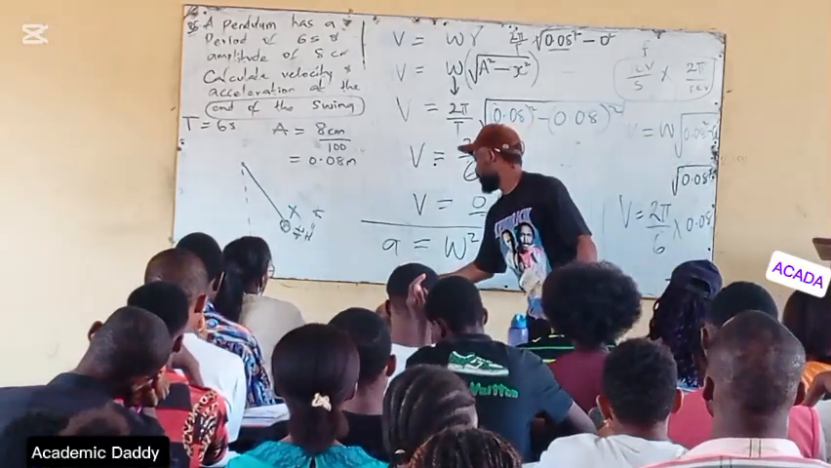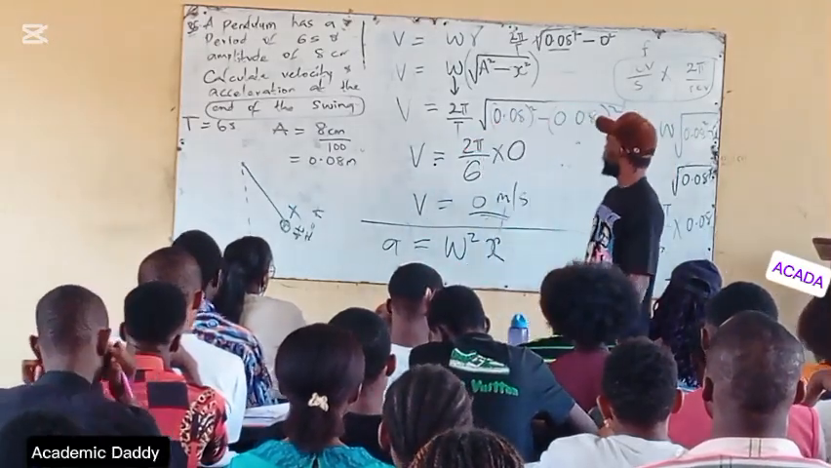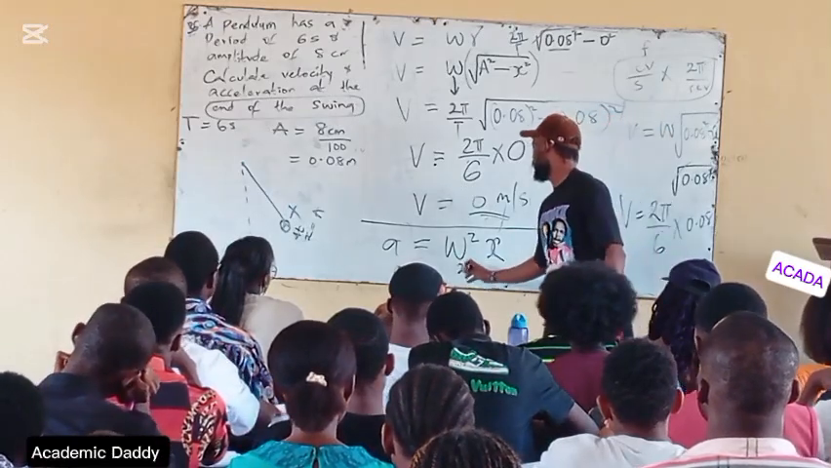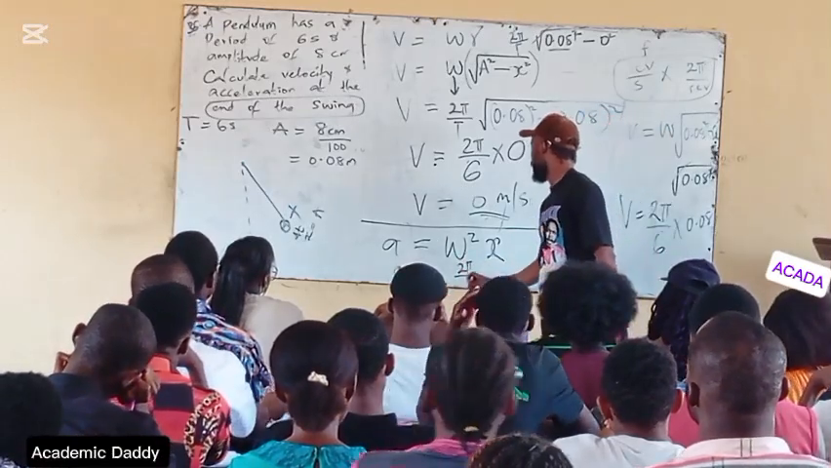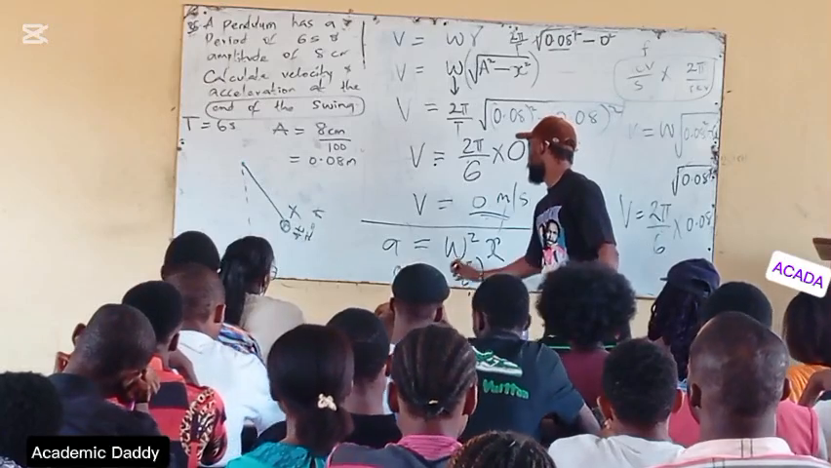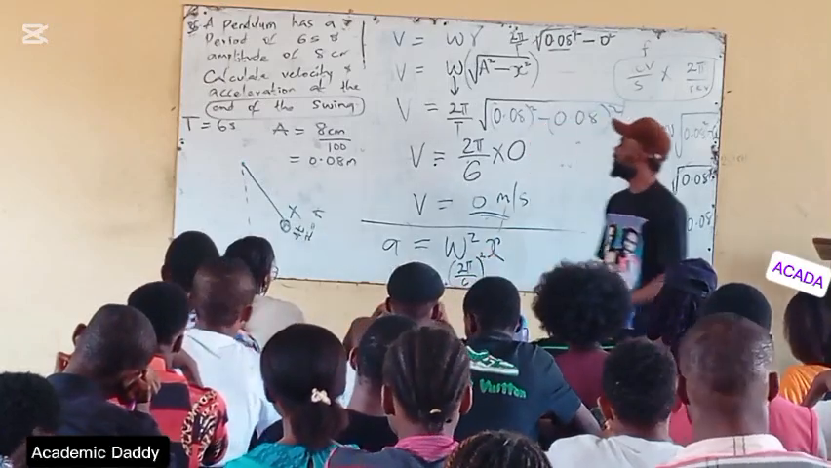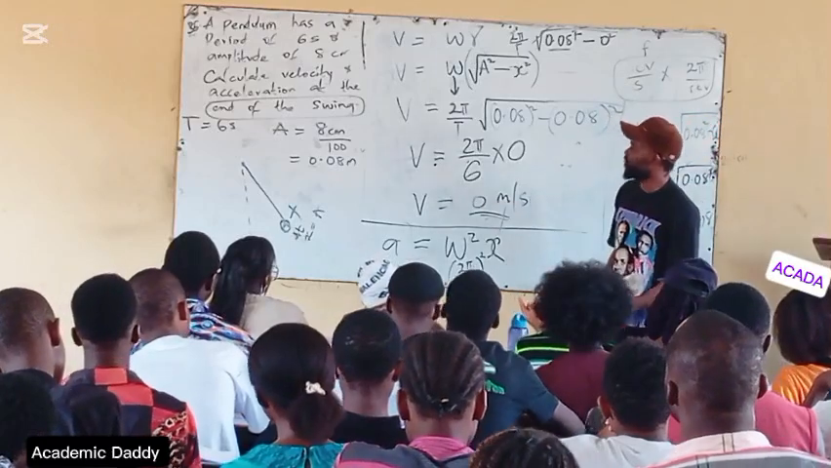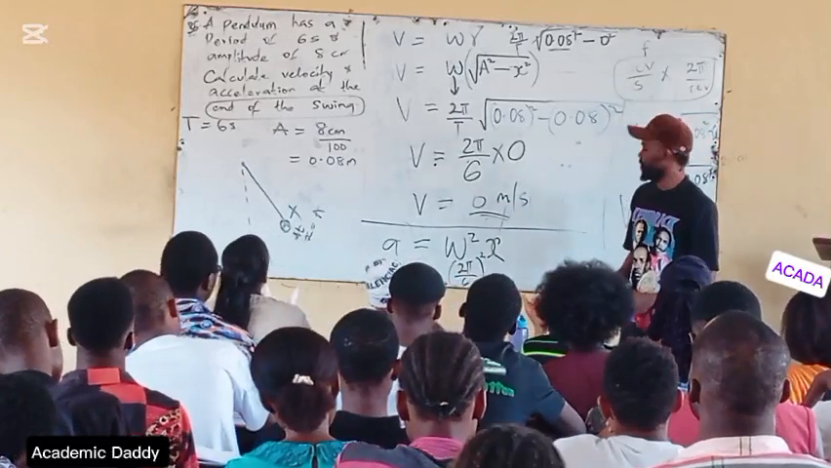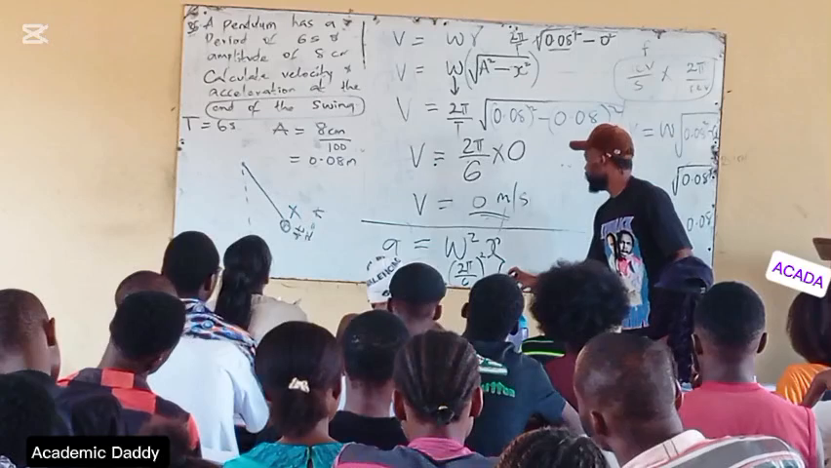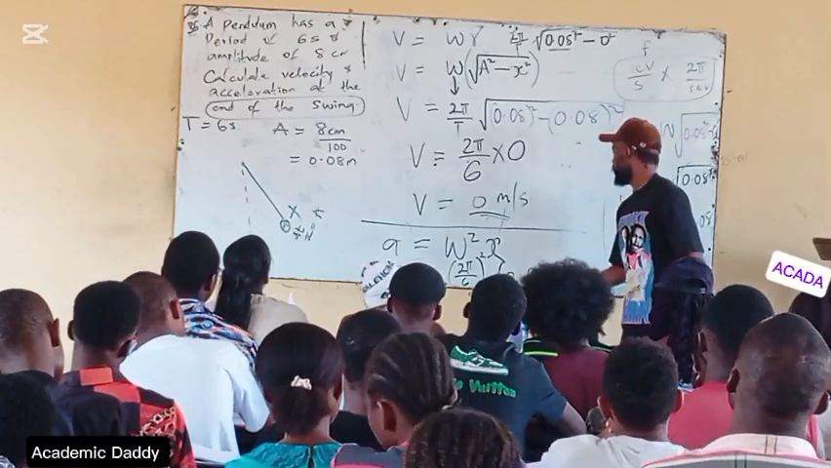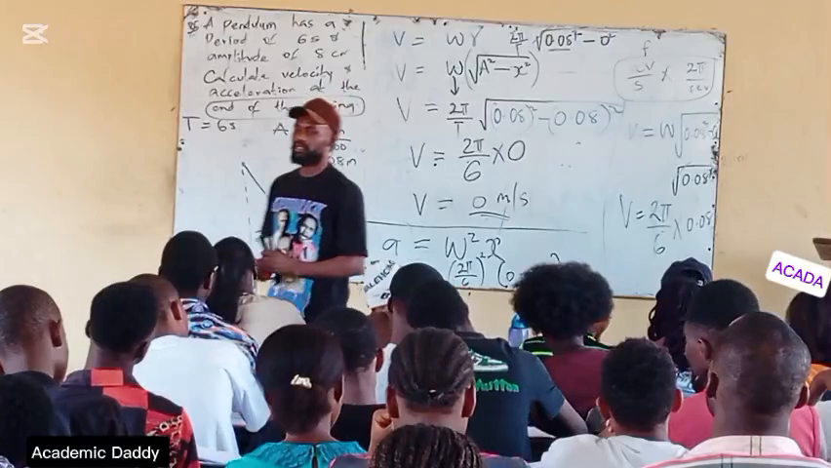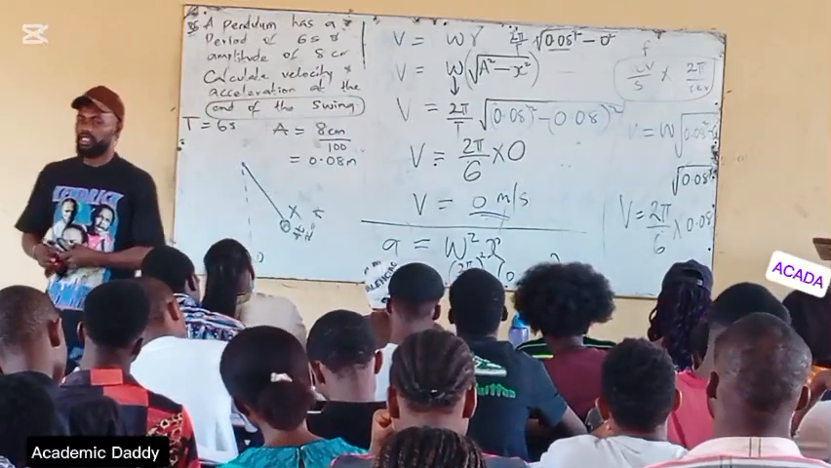So that means that my a will simply be equal to, what did I get for my w squared? 2 pi over 6 squared. And then at the end of the swing, it's not 0, we got 0.08. So we got 0.08. Whatever you get is your answer. Yeah, that is what you get.